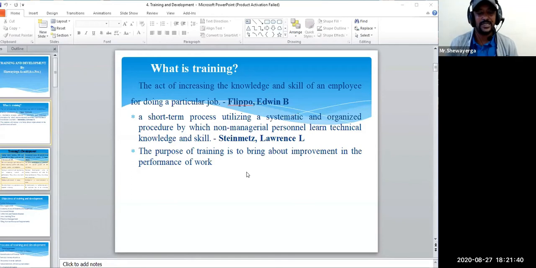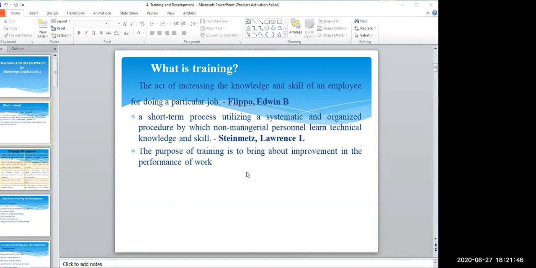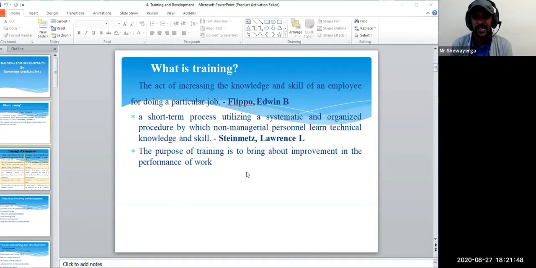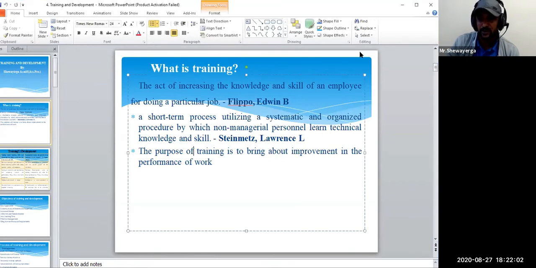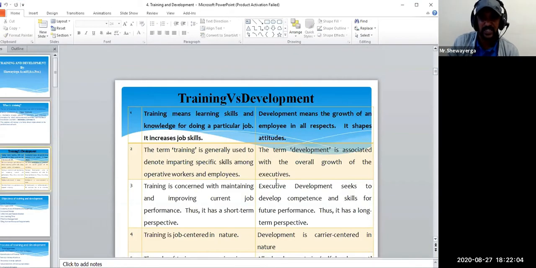So training is the act of increasing knowledge to do a specific job. But when I talk about the purpose of training and development, the purpose is the same: to improve performance of employees and to improve productivity of an organization. So we'll see the difference between the two. What is the difference between training and development?